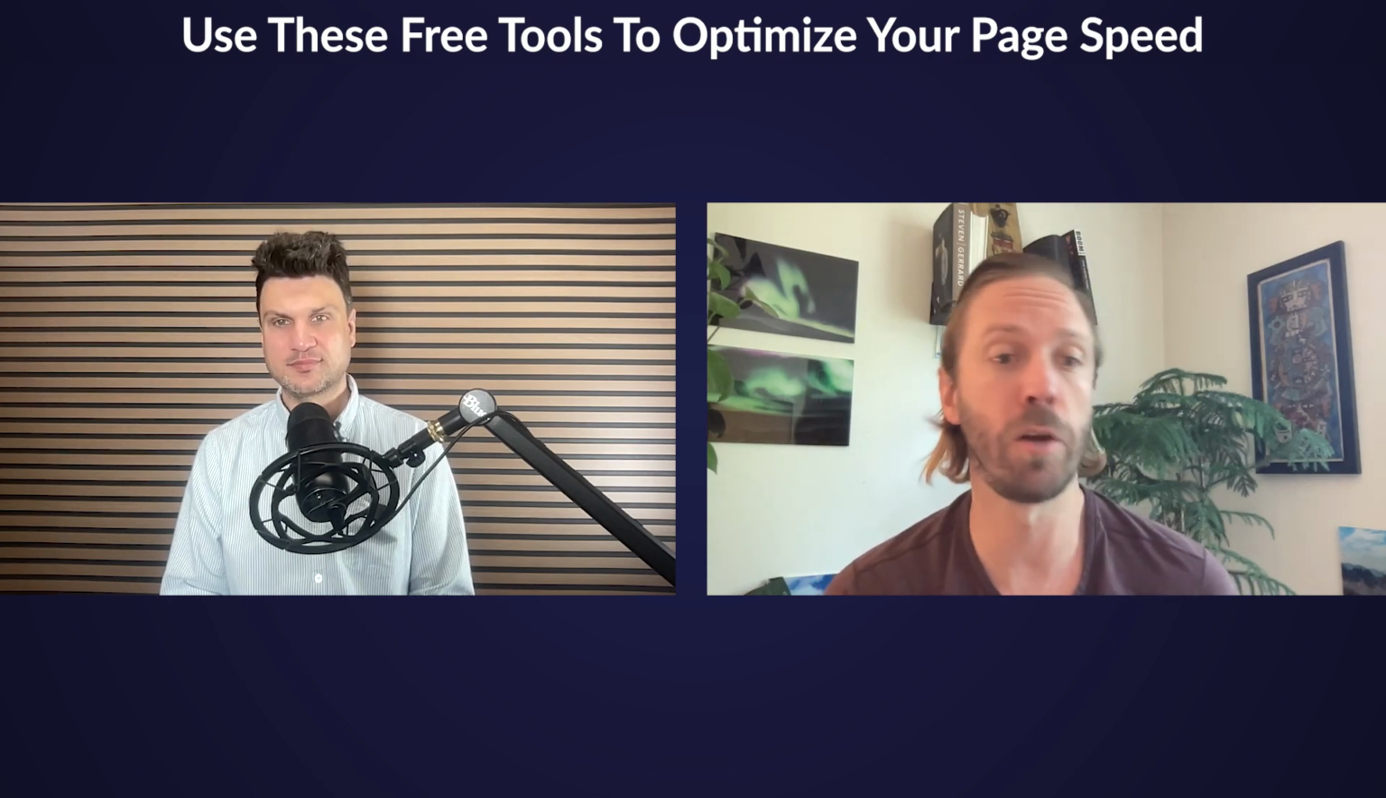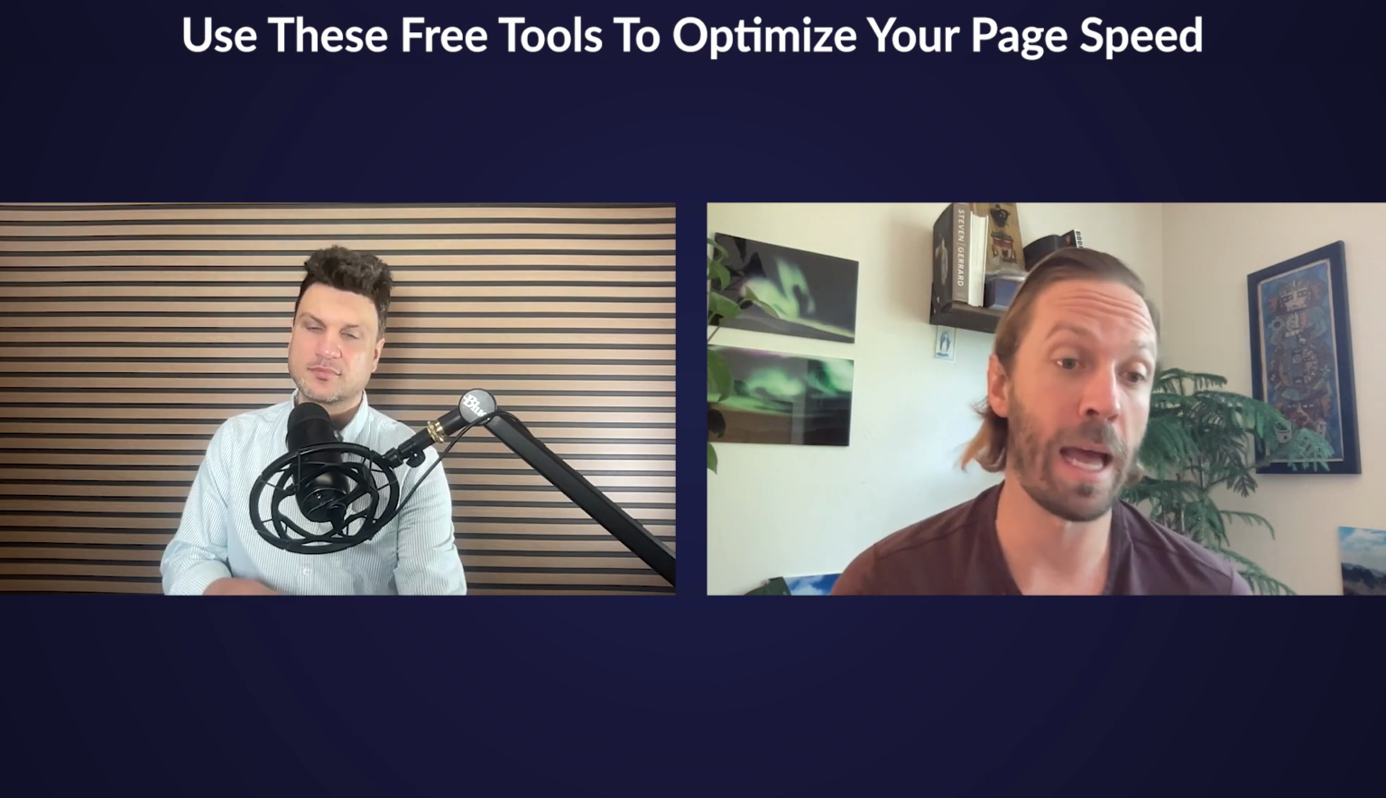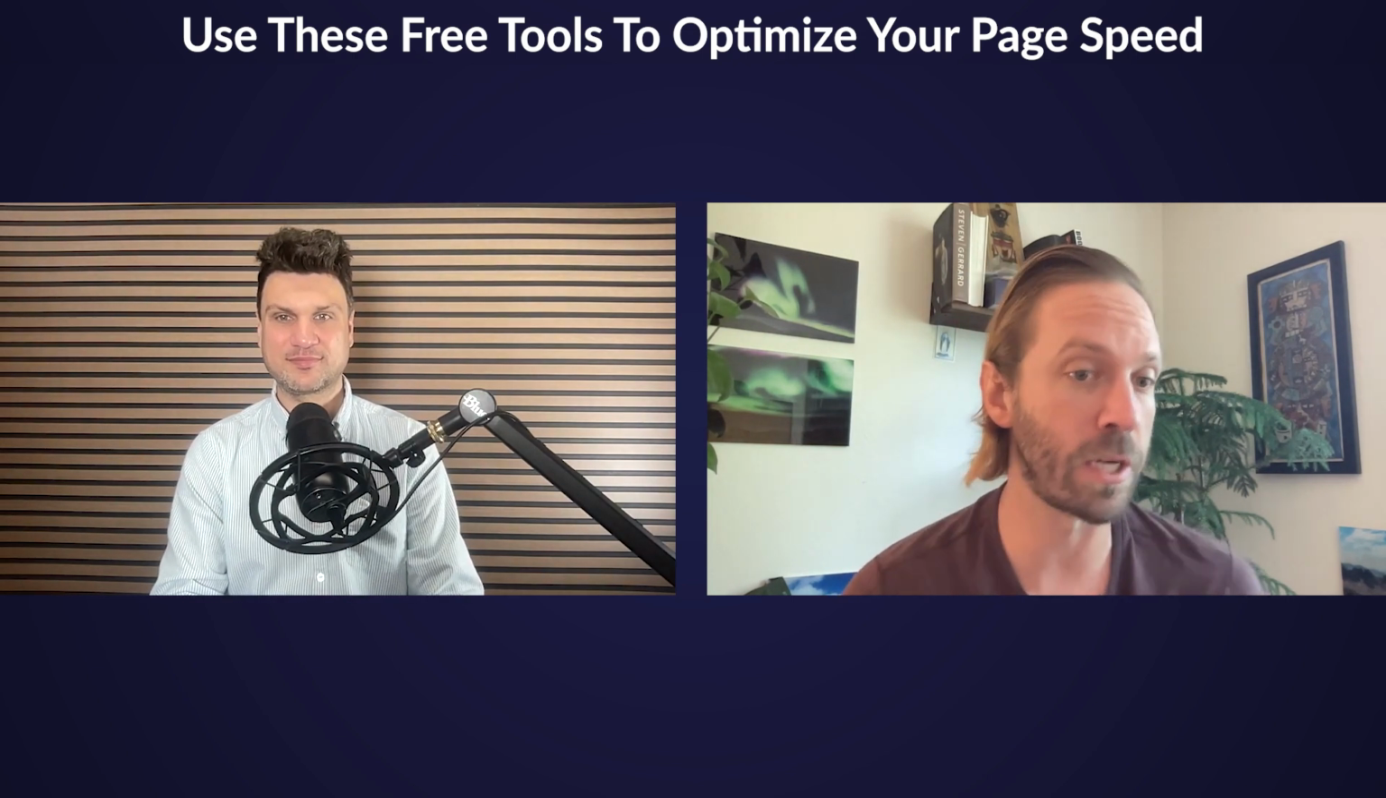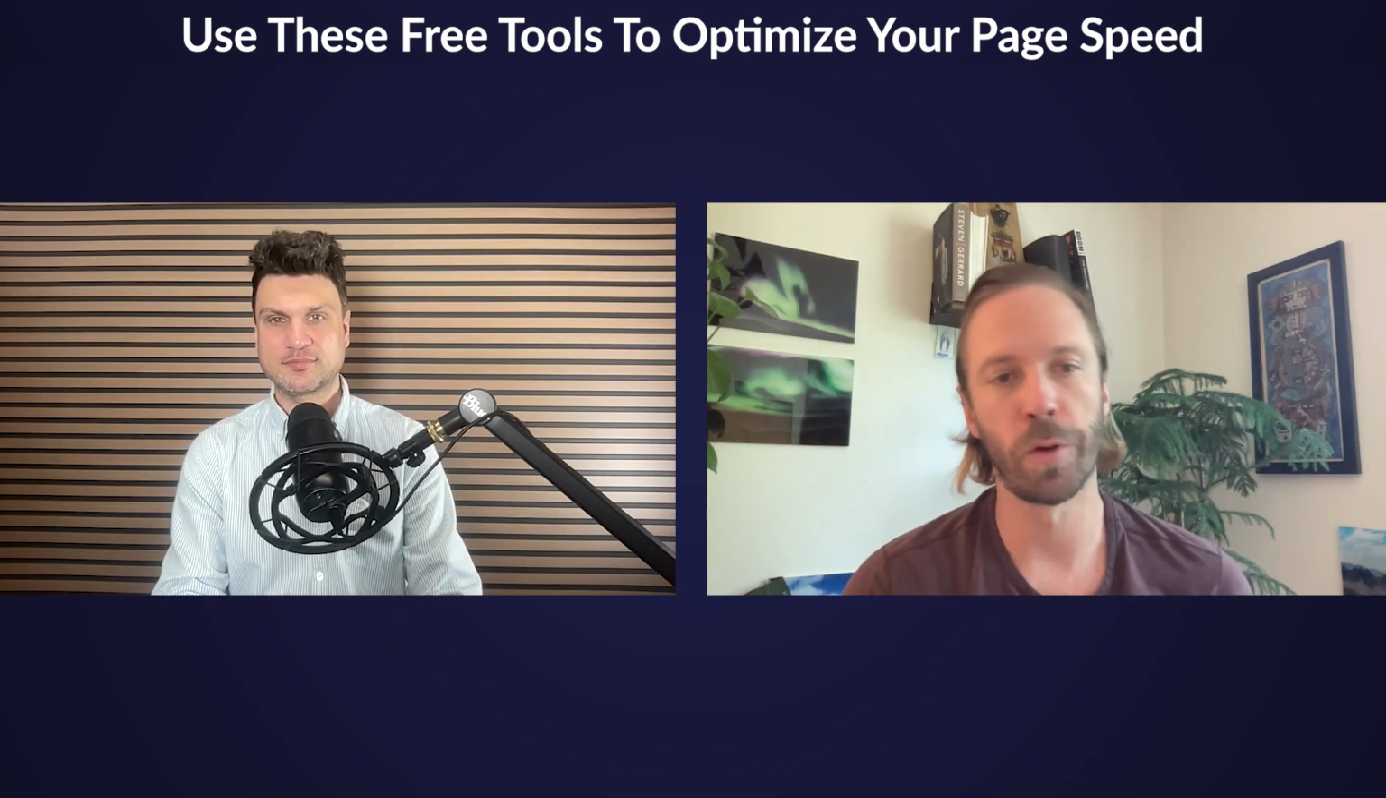So you can click, hey, load my page from Carlsbad, California, or load my page from Tokyo, Japan, or Dubrovnik, Croatia, or whatever. And they'll have a server or an IP in that spot, and they'll load your page up. And then they give you specific recommendations.